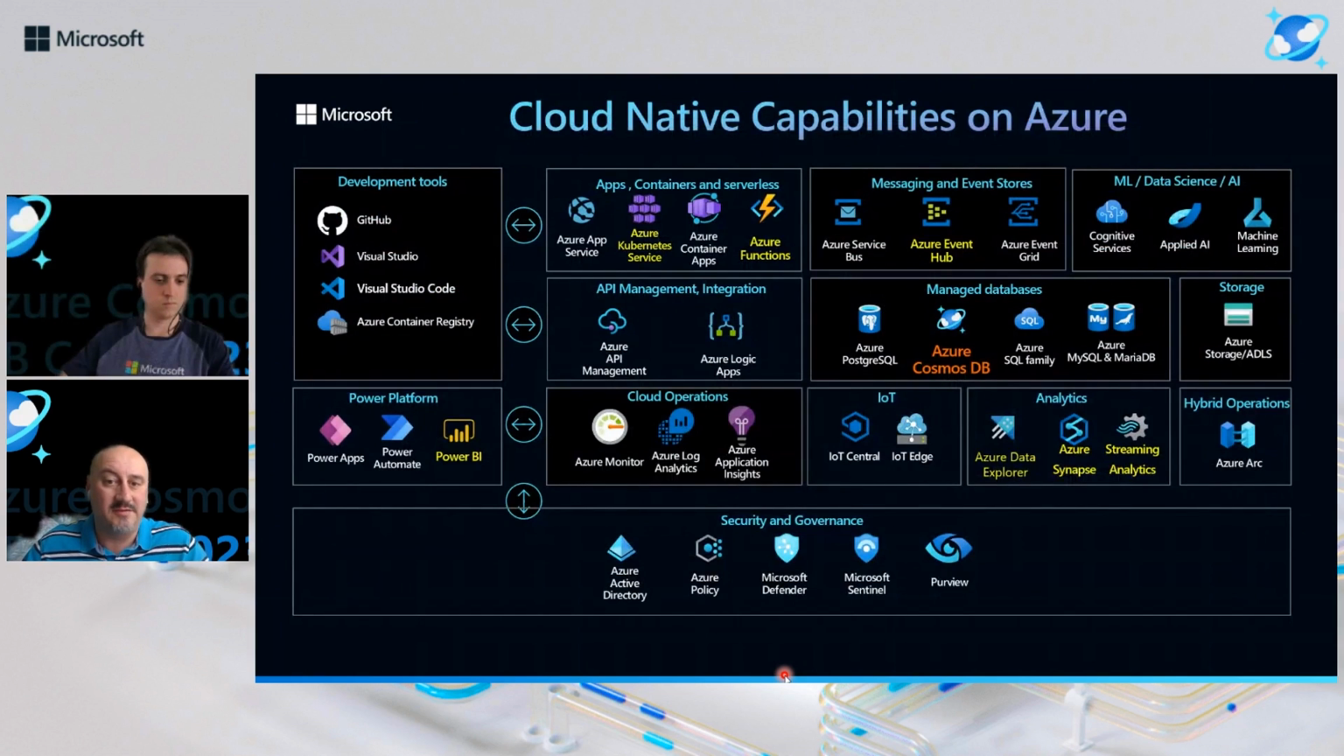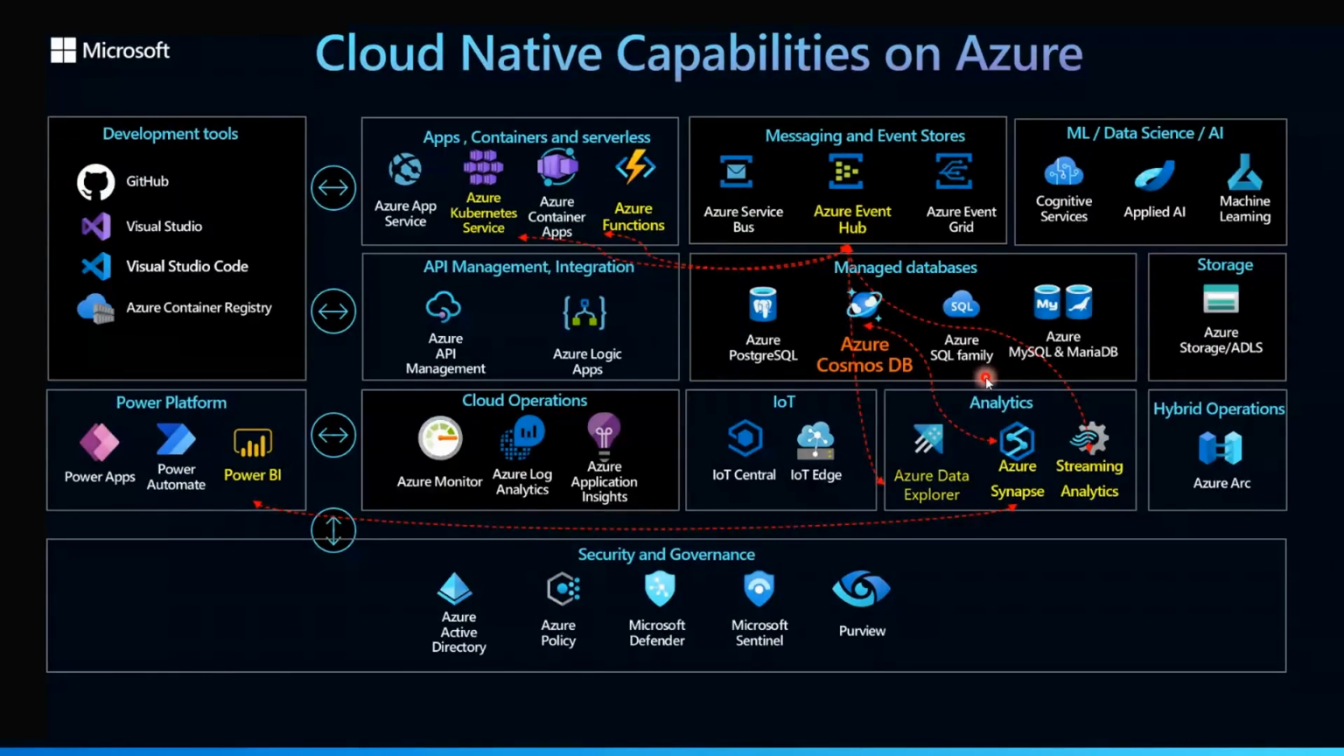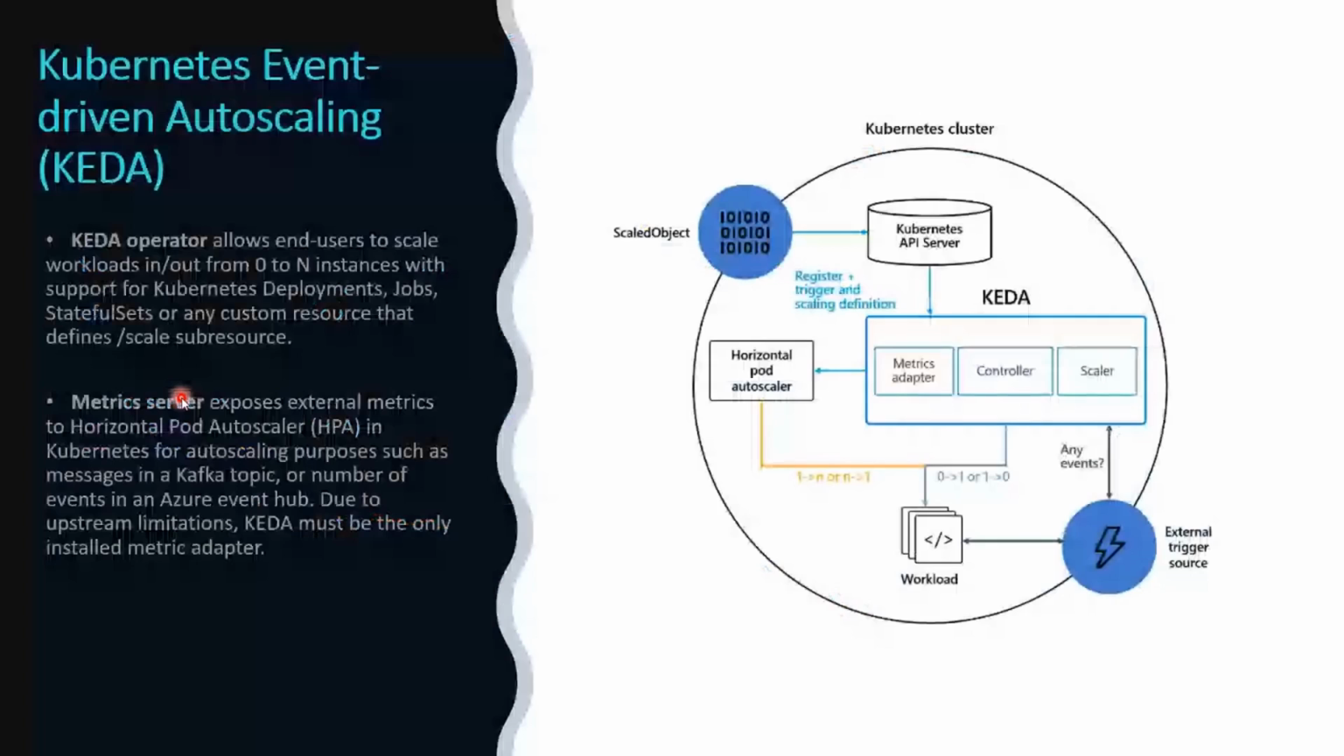If you look at cloud-native capabilities on Azure, you can see that Cosmos DB is at the heart of managed database services, but it can also easily integrate with all other native Azure components: for messaging and event stores like Event Hub and Stream Analytics, for application containers and serverless compute with Azure Functions and Kubernetes Service, and for analytics and reporting based on Azure Synapse, Data Explorer, and Power BI integrations.